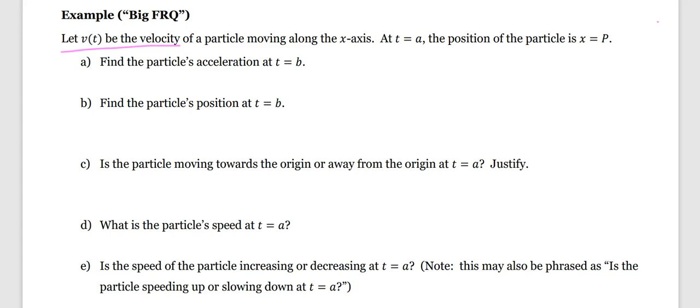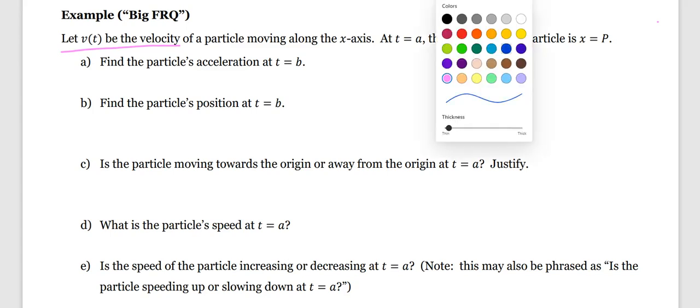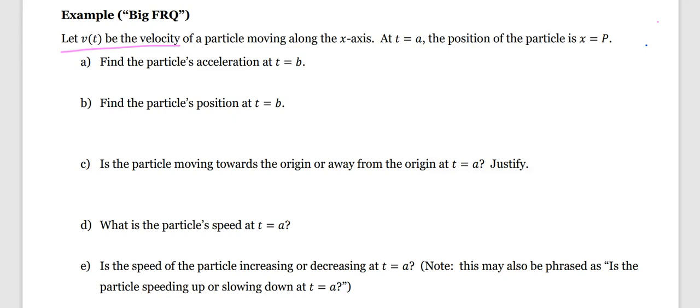And then it also says that at time t equals a, the position of the particle is p. So we can write that as x at time a is equal to whatever that number p is. So part A, it says find the particle's acceleration at time t equals b.